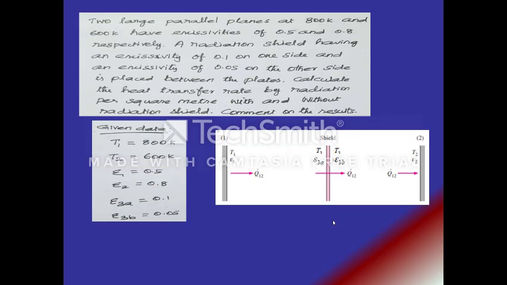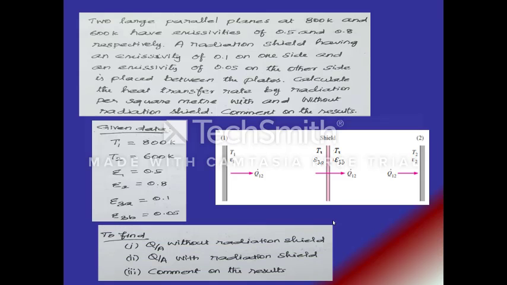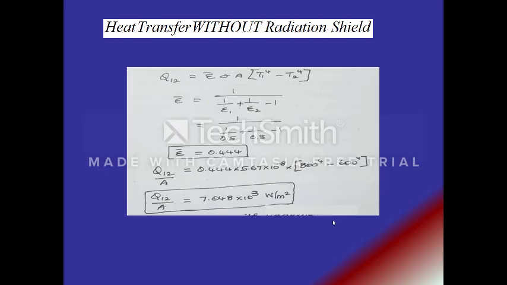So what's given? T1 is given, T2 is given, epsilon 1 is given, epsilon 2 is given, epsilon 3a is 0.1 and epsilon 3b is 0.05. We have to find heat transfer without radiation shield and then with radiation shield, and we have to comment on the results. Right. So first we'll calculate heat transfer without radiation shield.